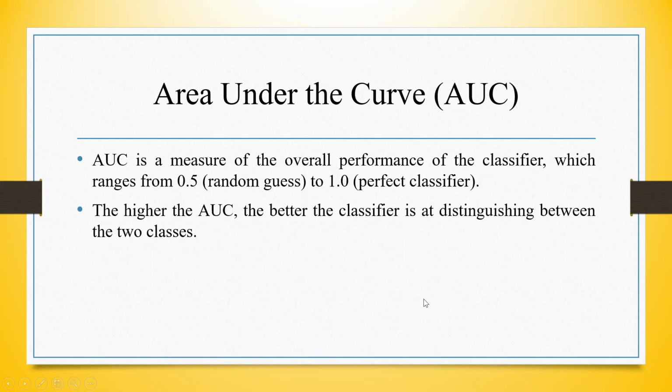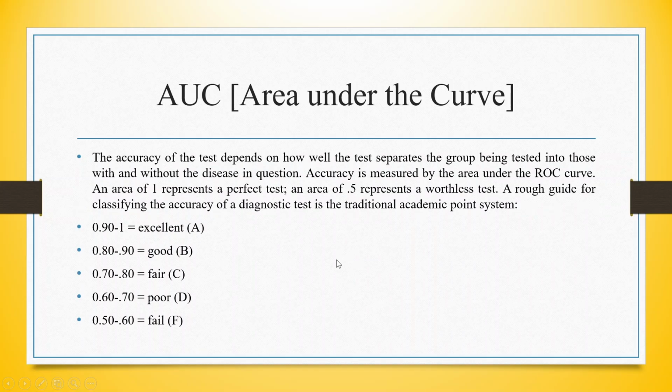AUC is a measure of overall performance of the classifier, which ranges from 0.5 to 1. 0.5 is just a random guess, and 1 is a perfect classifier. The higher the AUC, the better the classifier is at distinguishing between the two classes. The accuracy of the test depends on how well the test separates the group being tested into those with and without the disease in question.